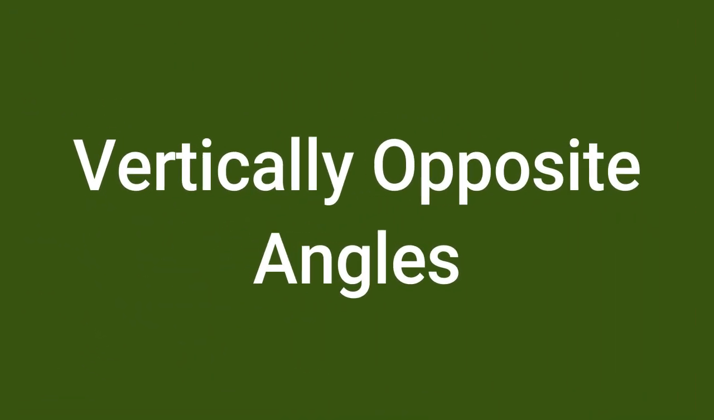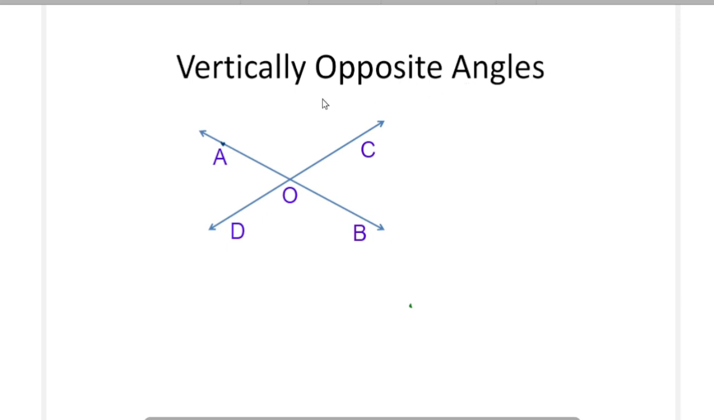Next we will see vertically opposite angles. From the name itself we can tell vertically opposite means they will be opposite. So this is line segment AB and this is line segment CD. They both are intersecting each other at point O. This is the point O.